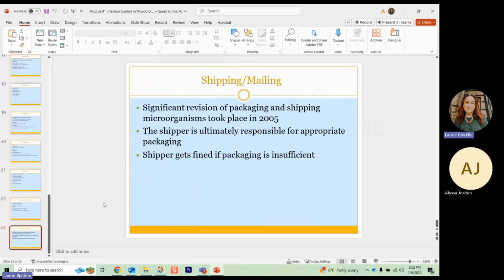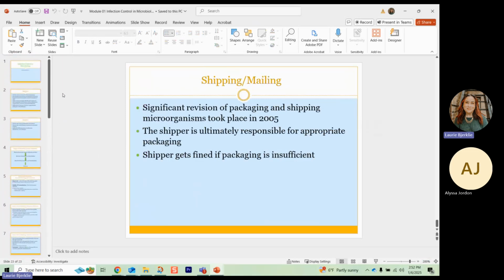And then shipping, mailing, there's a bunch of rules for if you have to ship and mail out different samples, organisms to the state lab or a reference lab for further identification and tracking. There's all sorts of ways that you have to ship and mail it. We are not worrying about that here. That is not something we're going to get into. All right, so that is module 1 PowerPoints.